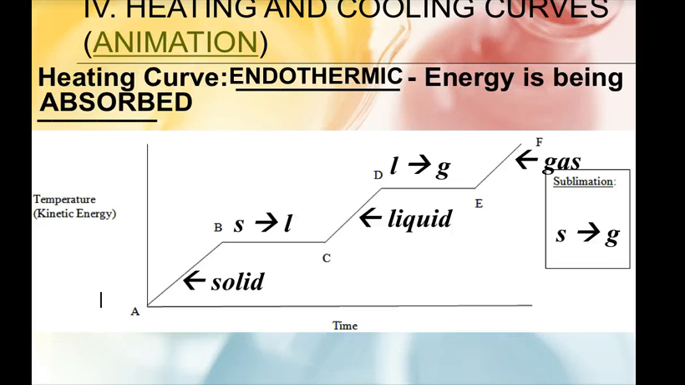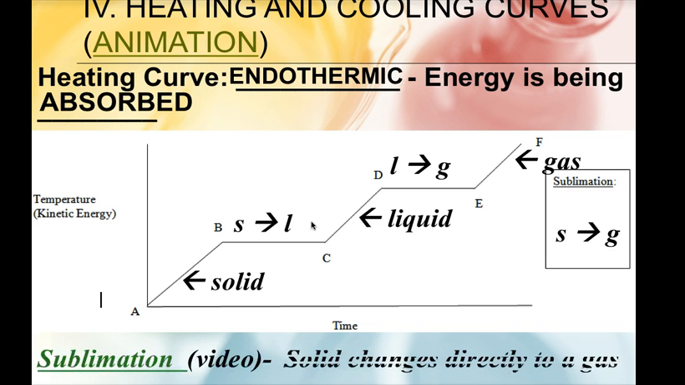One of the things you see on the side here is another phase change, which we don't talk about in the heating curve, but we talked about at the beginning of the year. It's called sublimation. That's when a substance goes directly from the solid phase to the gas phase and skips all of this stuff. I'm not going to take the time to watch the video, but sublimation is when something changes from a solid directly to a gas without going through the liquid phase.